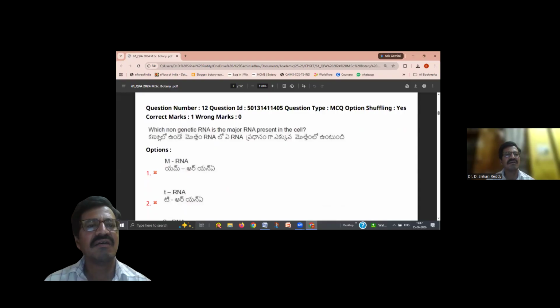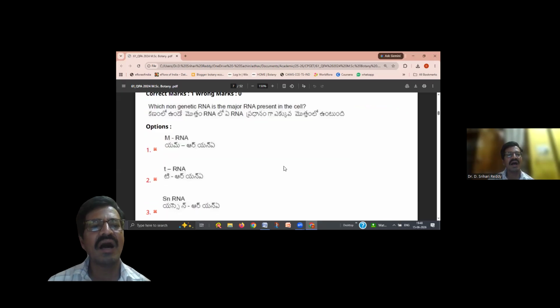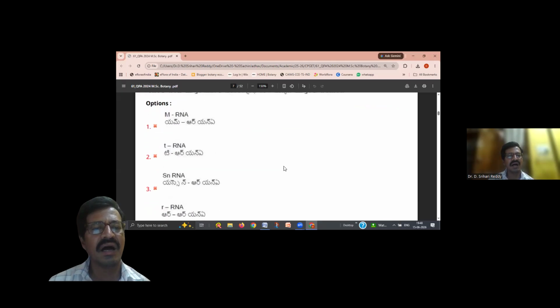Next one is, which non-genetic RNA is the major RNA present in the cell? In the cell there are 3 types of RNAs: mRNA, tRNA, and rRNA. Messenger RNA, transfer RNA, and ribosomal RNA. snRNA is not related to this, it is small nuclear RNA, a different one.